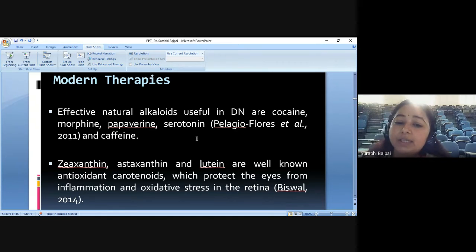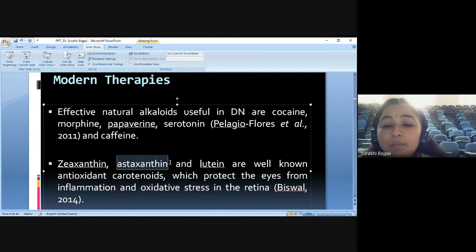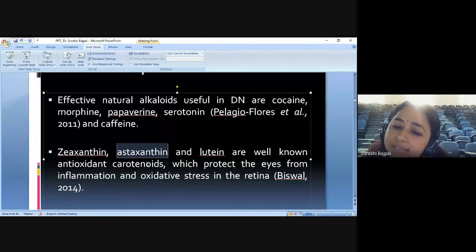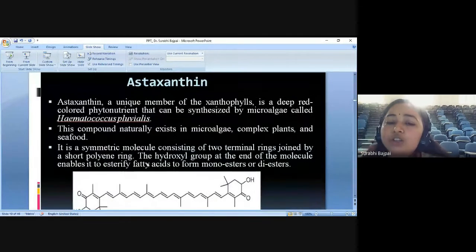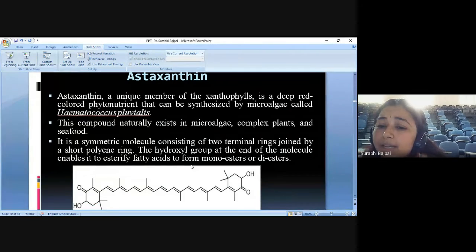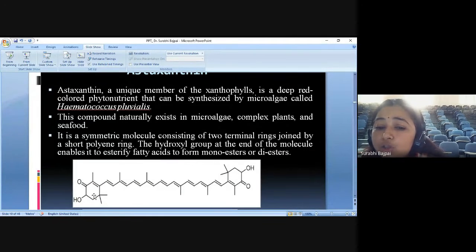These are the antioxidant carotenoids, particularly the xanthophyll carotenoids, which can protect the eyes from inflammation and oxidative stress in the retina. And out of these, we have chosen astaxanthin. But why astaxanthin? Why not zeaxanthin? Why not lutein? We have chosen astaxanthin because it is a unique member of the xanthophyll family, and as you can see in the structure, it has two rings. So it has a symmetric molecular structure with two terminal rings that are joined by a short polyene chain.